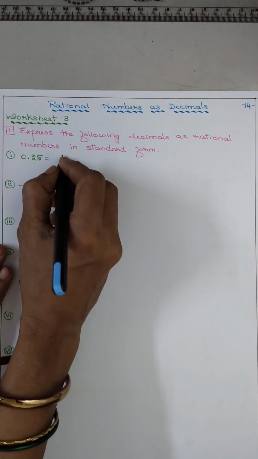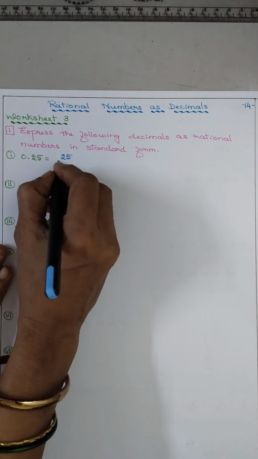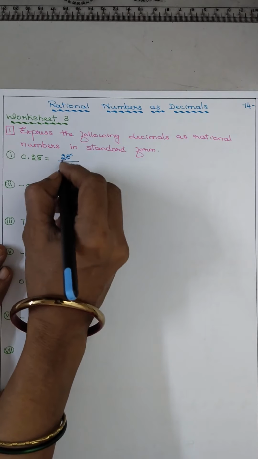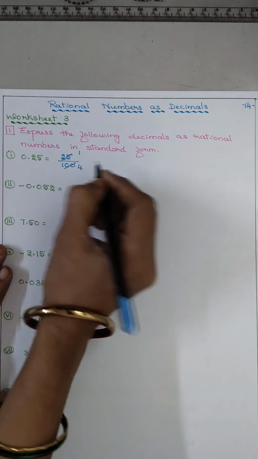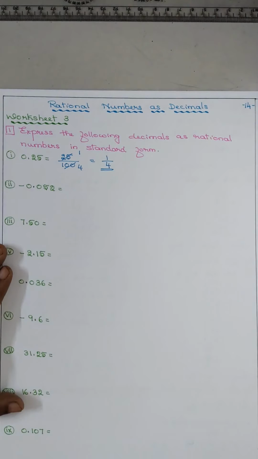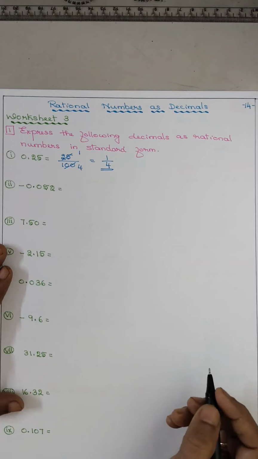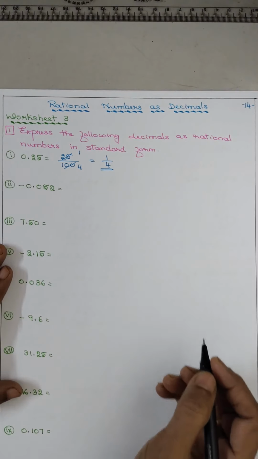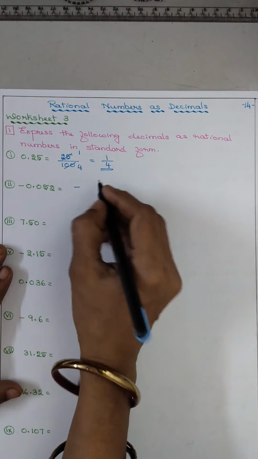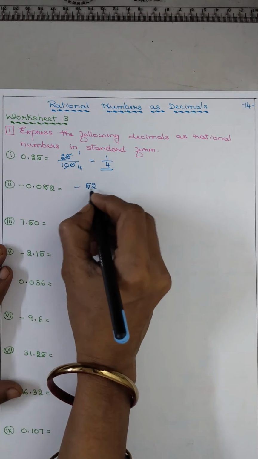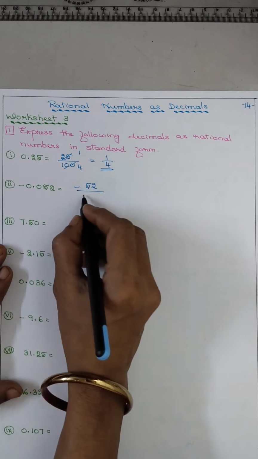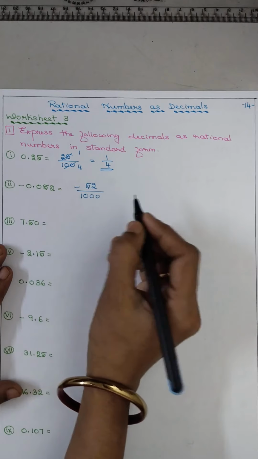0.25 can be written as 25 by 2 decimals, therefore 100. 25 ones are 25, 25 fours are 100. The answer is 1 by 4. Now minus 0.052: directly you write 52, and in the denominator 1, 2, 3. 3 decimals means 3 zeros, that is 1000.